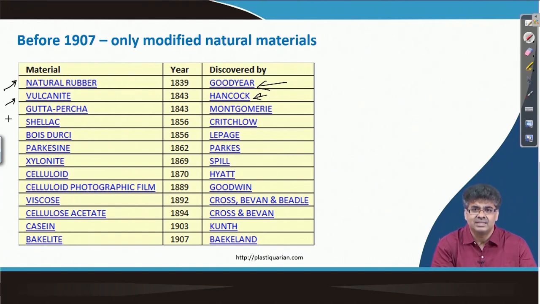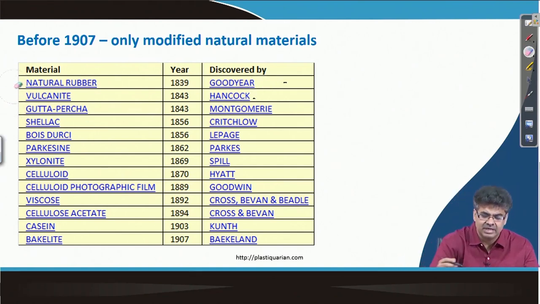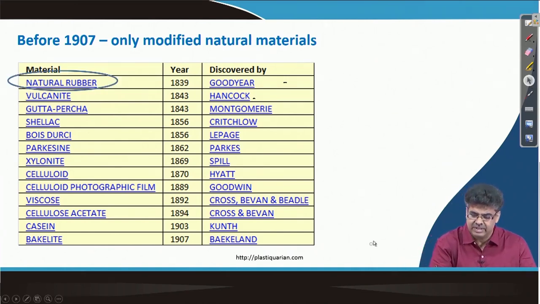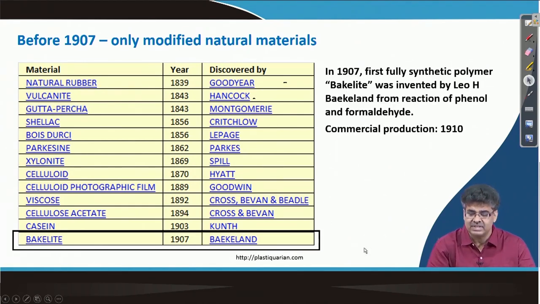Before 1907, a lot of research happened for modification of these natural polymers, but 1907 is when the first fully synthetic polymer was invented by Leo H. Baekeland, by reaction of phenol with formaldehyde, and the product was called Bakelite. It went to commercial production in 1910. So Bakelite was the first fully synthetic polymer, invented by Leo H. Baekeland from the reaction of phenol and formaldehyde.